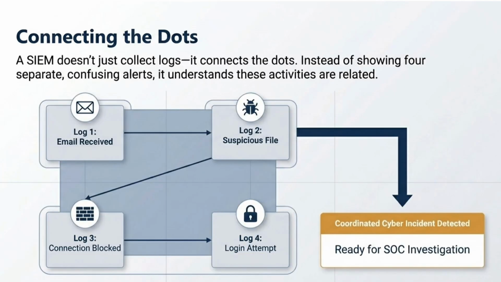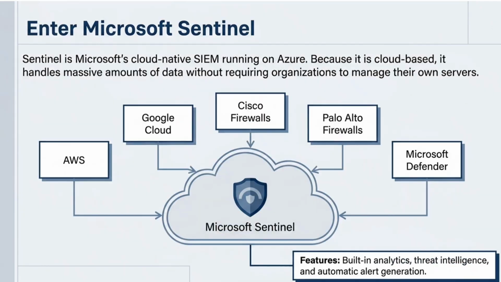SIEM integration simply means connecting different data sources to your SIEM tool so that all their logs come into one place. For example, if your company uses Windows servers, Office 365, firewalls and cloud services like Azure, each of these products generates different types of logs. SIEM integration is the process of connecting all of them to your SIEM platform. Let's understand this with a real-world example.